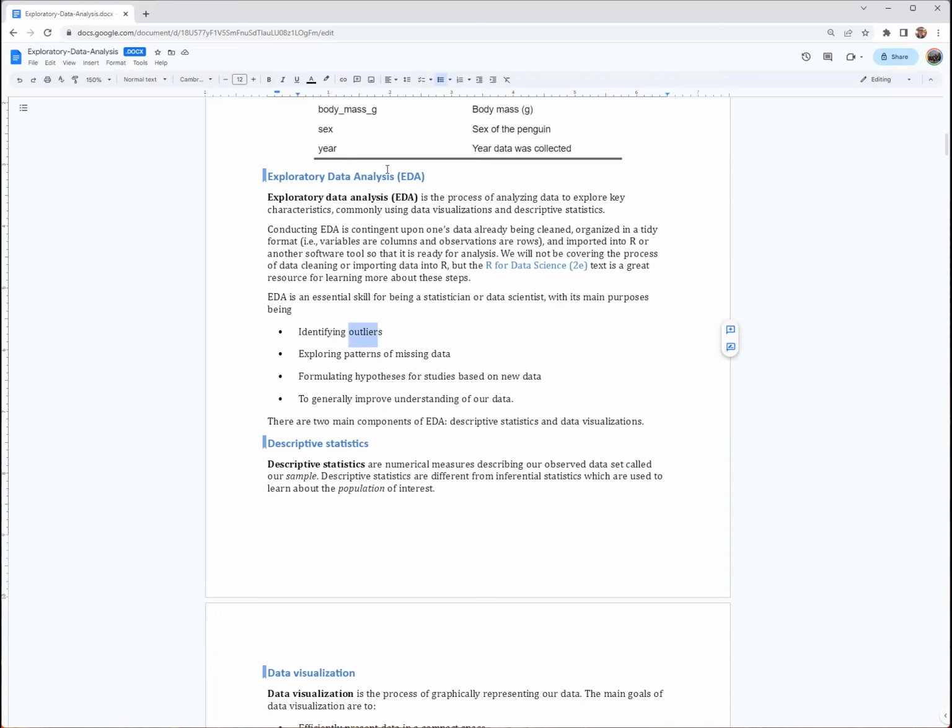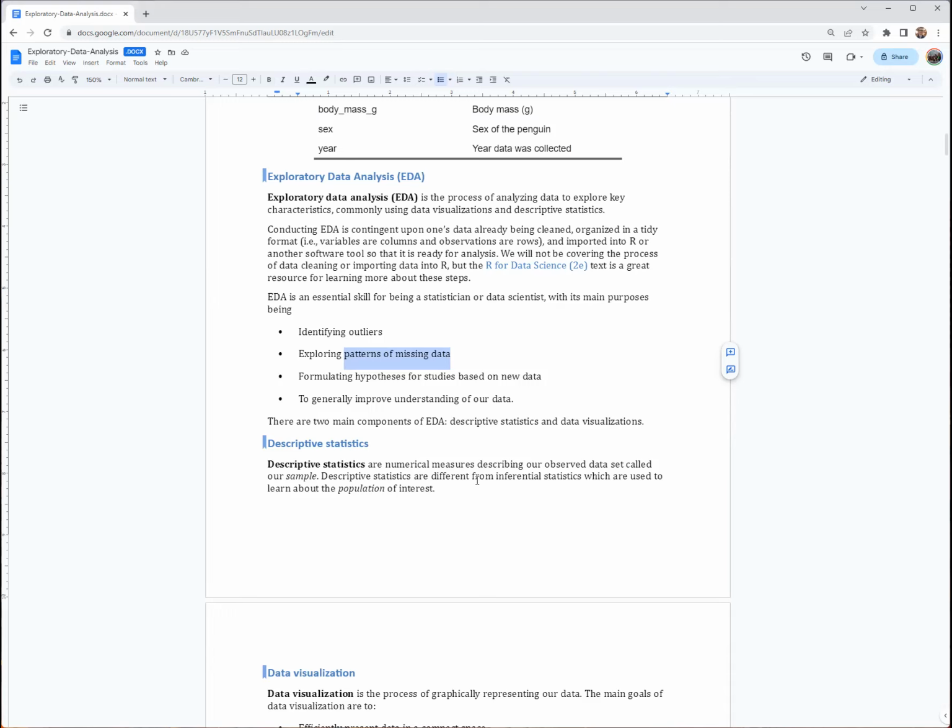Conducting EDA also helps us explore patterns of missing data potentially. So it's always good to look out for missing values that are unknown in our data set, as many methods of analysis and predictive modeling often rely on this assumption of no missing data, which is often not the case. And so these should be carefully noted and potentially handled in an appropriate way.